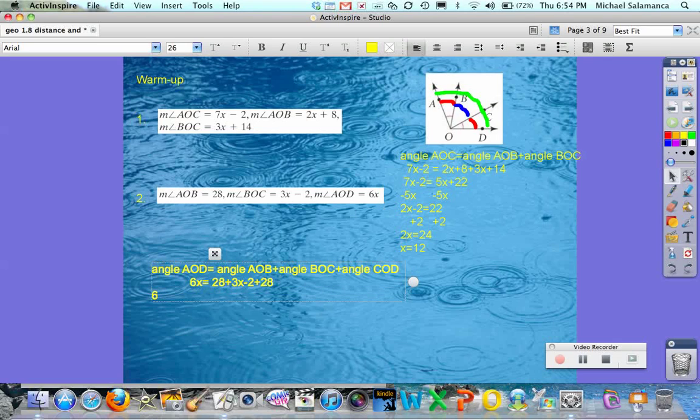So we have 6x equals 56 plus 3x minus 2. So actually, let's make that 54, because 28 plus 28 is 56, minus 2 is 54, plus 3x. We're going to subtract 3x from both sides. 3x equals 54. And if we divide by 3 on both sides, we get 18. So that's the value of x in that instance.